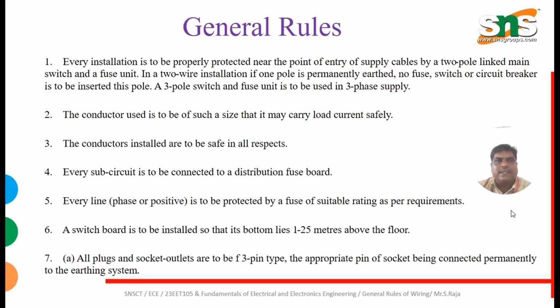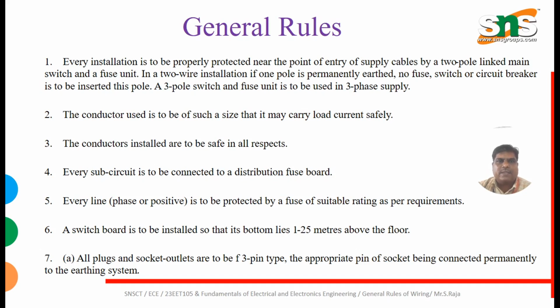First, every installation is to be properly protected near the point of entry of supply cables by a 2-pole linked main switch or a fuse unit. In a 2-wire installation, if one pole is permanently earthed, no fuse, switch or circuit breaker is to be inserted in this pole. A 3-pole switch and fuse unit is to be used in a 3-phase supply. The conductor used is to be of such a size that it may carry the load current safely. The conductors installed are to be safe in all respects.